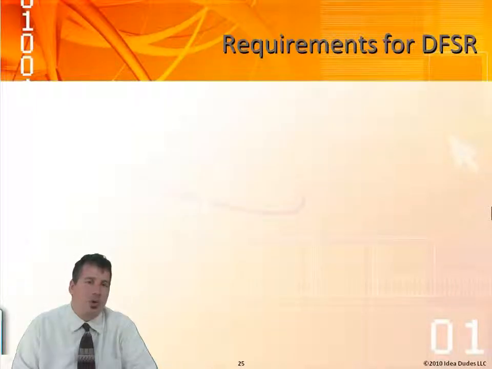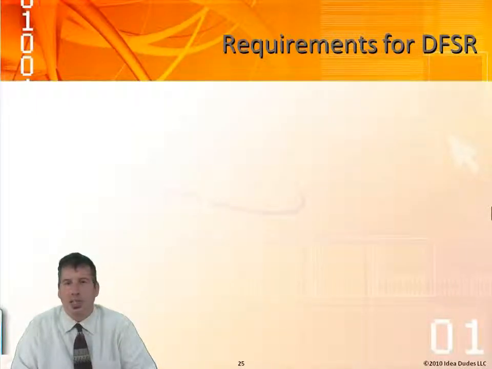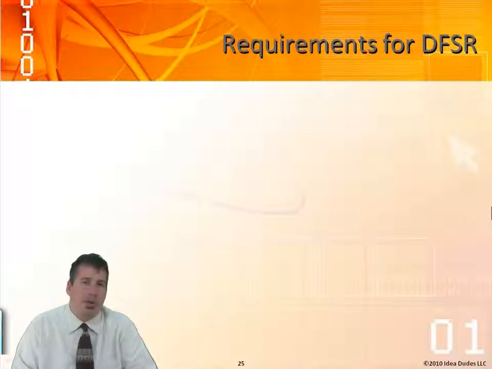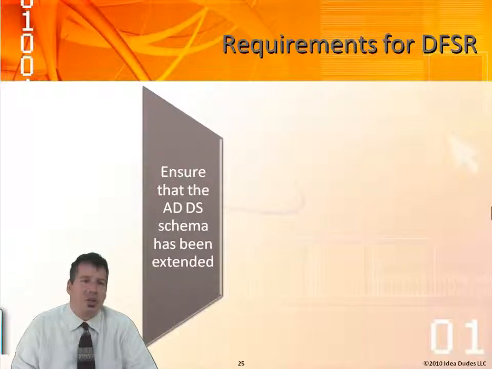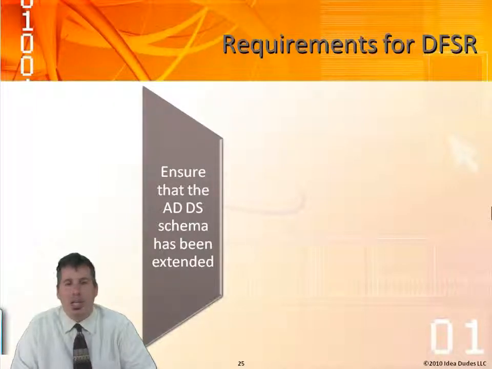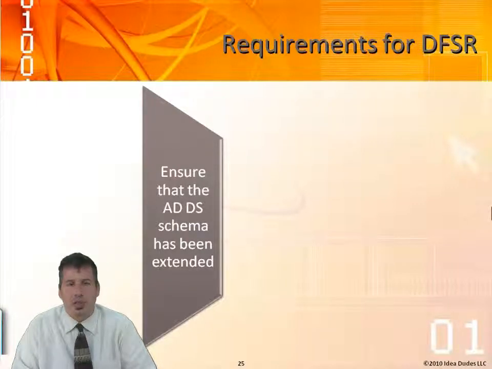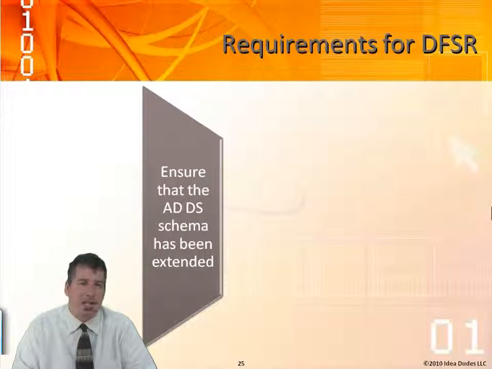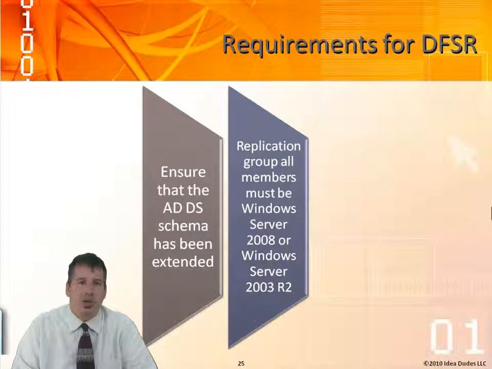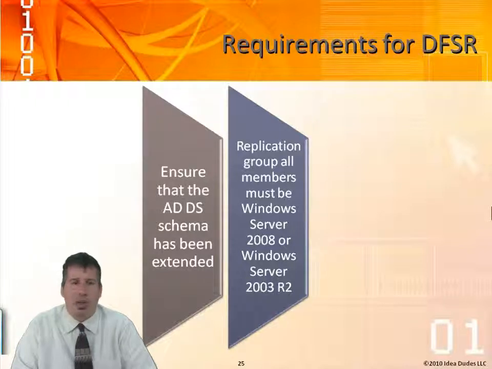Let's look at the requirements for DFSR. Remember, DFSR is the replication that we have for the DFS. So we need to ensure that the Active Directory schema has been extended. When we're extending a schema, what it does is it adds the classes and attributes that are associated with the actual Active Directory. And so with Windows Server 2008, we extend the schema. It's going to put the classes and attributes that are going to be available for DFSR. Replication groups and members you must also create. These are going to be created on Windows Server 2008, but also in 2003 R2, they are available with DFSR.